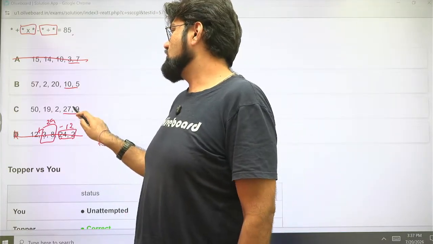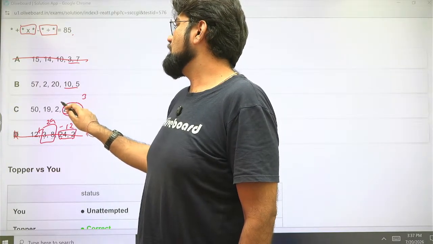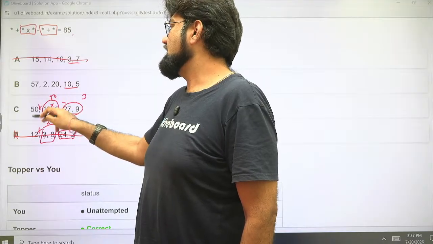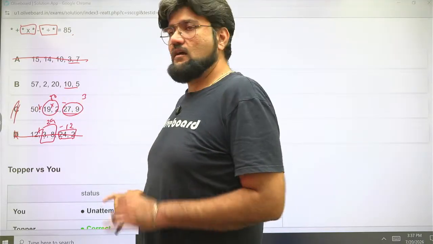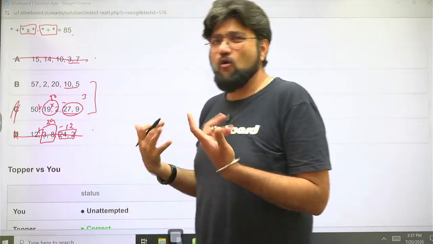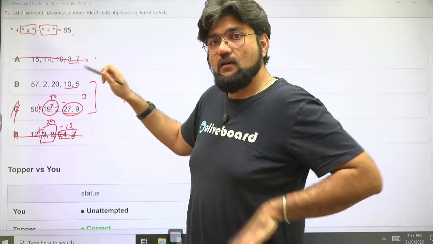So you'll check here. 27 divided by 9 is 3. And 19 into 2 is 38. So this is 88 minus 3 is 85. So option C is correct. See, we have eliminated two options very quickly. Now we are left with these two. You can go with anything which you like. If you would have proceeded with B, it would have been incorrect. So only C would have remained.